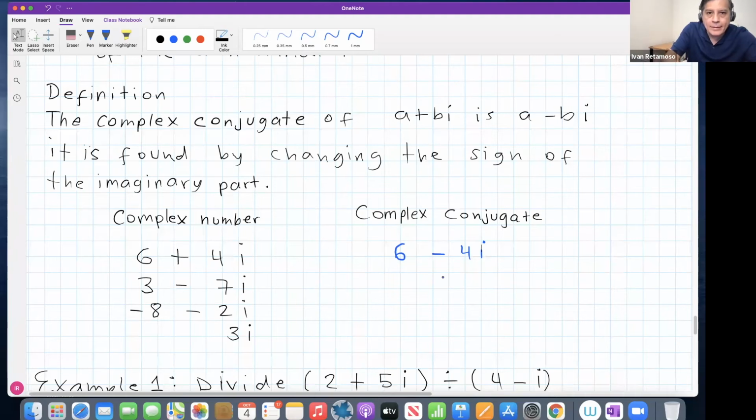All right, let's see together, right? The real part stays the same, 3. The imaginary part changes to its opposite, plus 7i, right? Plus 7i. For the third one, what should be the complex conjugate? Anybody for this one?